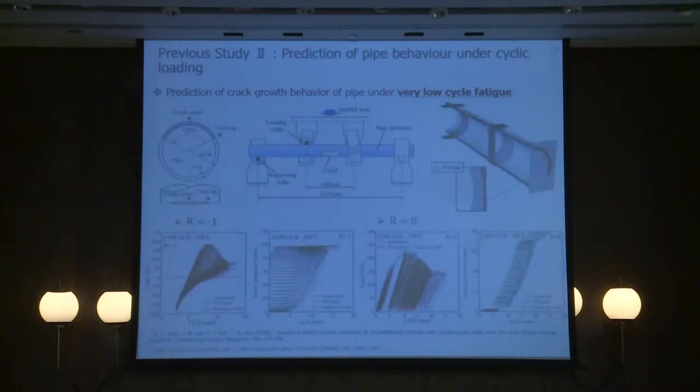And this is a previous study of our laboratory, in which we predicted the pipe crack growth behavior under cyclic loading condition. We also applied the strain energy based damage model, and we predicted the cyclic loading conditions of load ratio R equals minus 1 and R equals 0, and the prediction results are shown here.